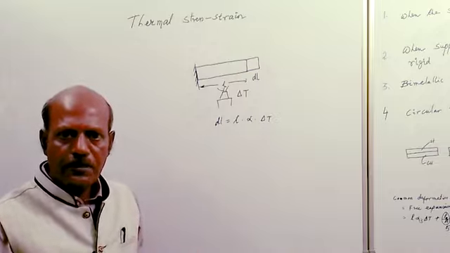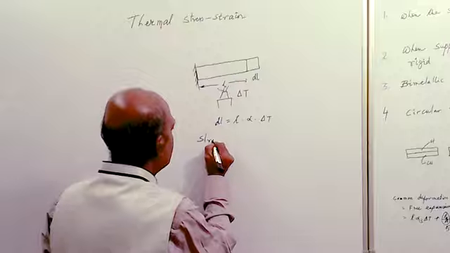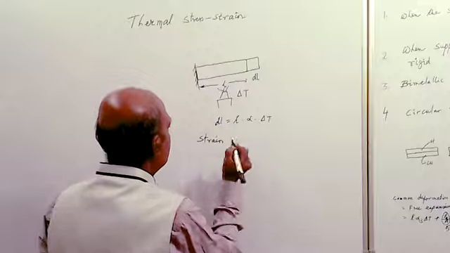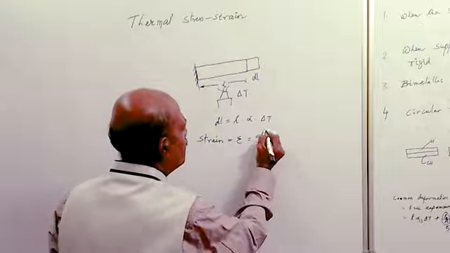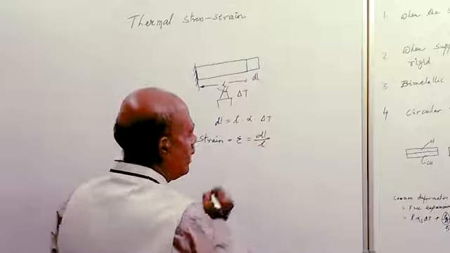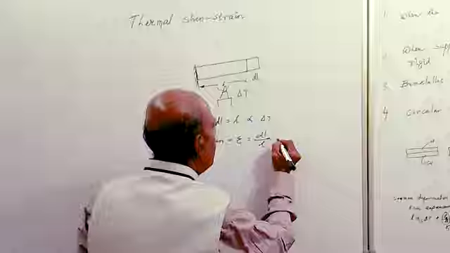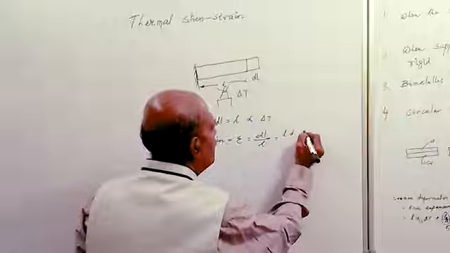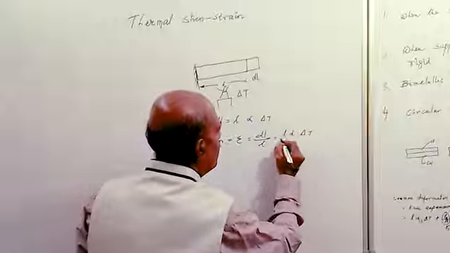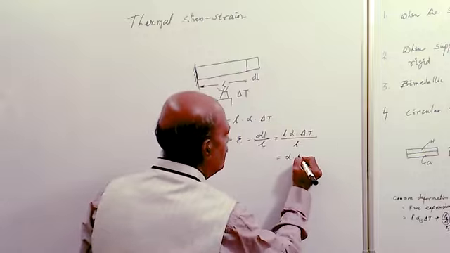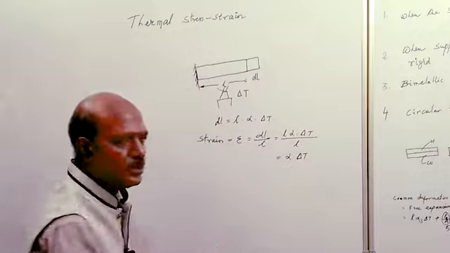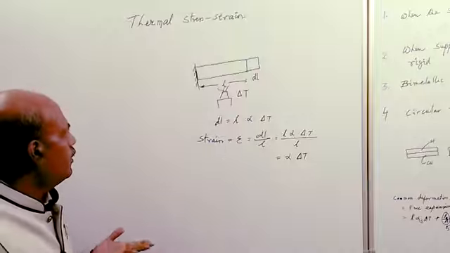Now the strain developed in the body, that is called thermal strain, say epsilon, is equal to dl by original length. What is dl? L into alpha into delta T. So L alpha delta T by L is equal to alpha into delta T. That is the thermal strain produced in the body.